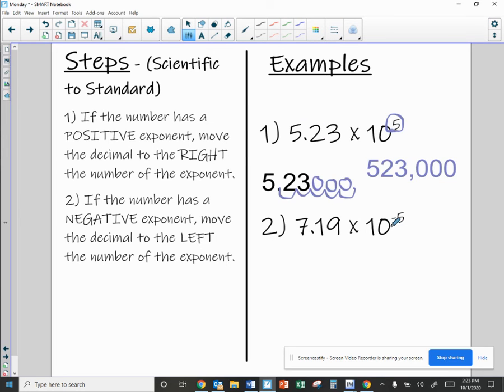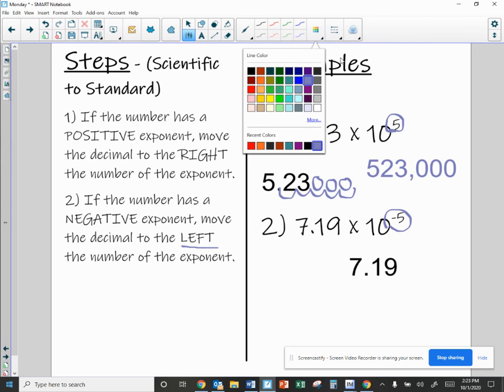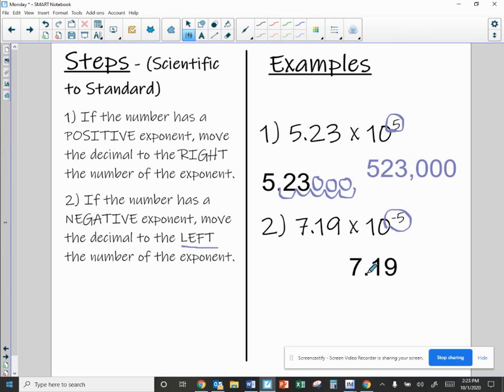Now, if the number has a negative exponent, so on this one right here, it does have a negative exponent. It has a negative 5. I'm going to do the same thing, however, I am going to move the decimal to the left the number of the exponent. So now I'm going to type in 7.19. That's my number, and I need to move that 5 times to the left.